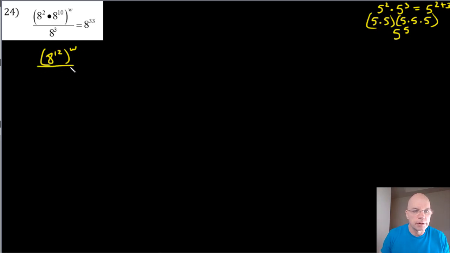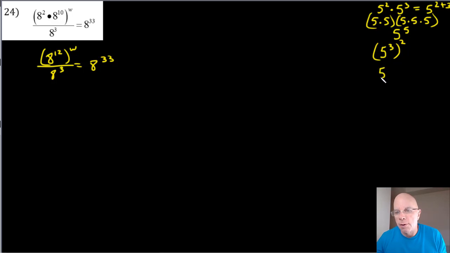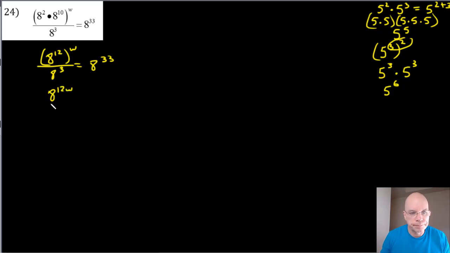I'm going to rewrite the rest of this equation. 8 to the 12th to the w divided by 8 to the 3rd is equal to 8 to the 33rd. If we had, for example, 5 cubed squared, our base now is 5 cubed. So 5 cubed multiplied by 5 cubed. And we just said if we have the same base number, we can add the exponents. So this would be 5 to the 6th. But we see we can also get that by multiplying the exponents. So when you have a power of a power, you multiply the exponents. So applying that exponent law to our numerator, 8 to the 12th to the w is the same as 8 to the 12w. Writing the rest of the equation, divided by 8 to the 3rd power is equal to 8 to the 33rd.